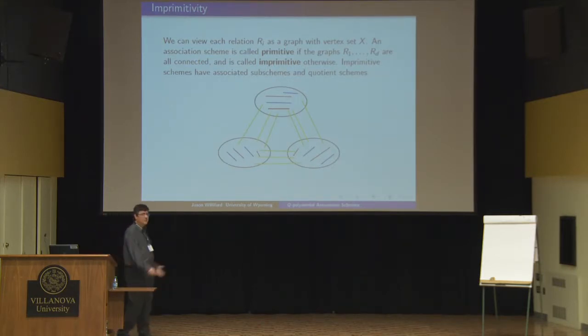Like incidence graphs of projective planes, the subschemes are complete graphs, and the quotient is an edge, and yet those are very non-trivial objects. But still, if you're looking for association schemes and they're imprimitive, you can look at what the associated primitive objects are, and that may tell you something.